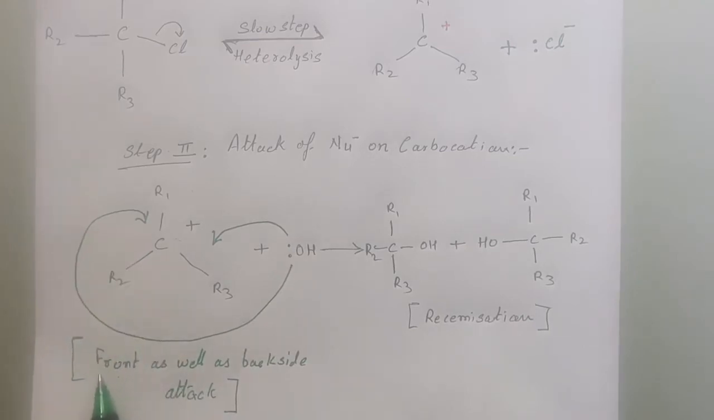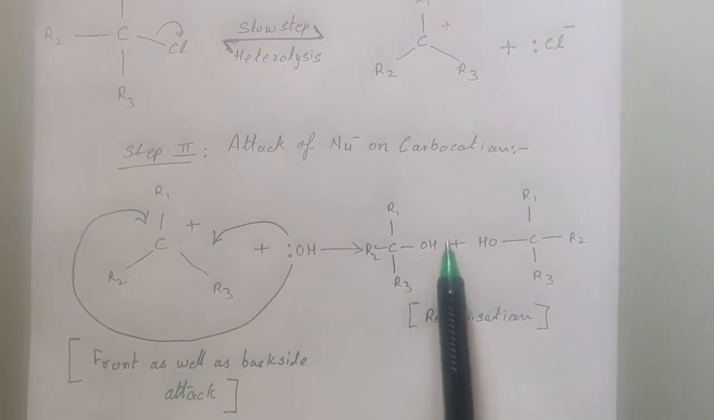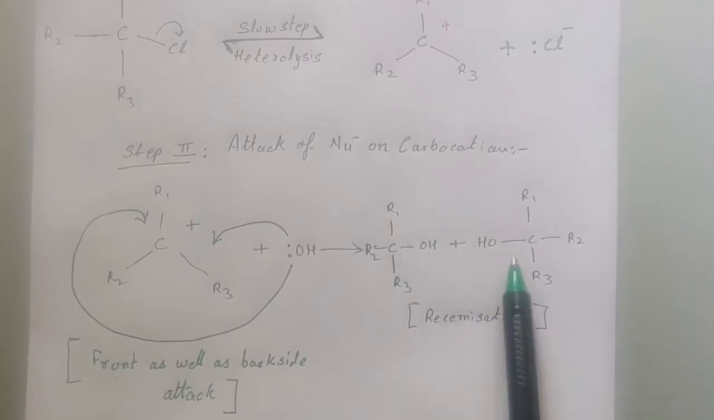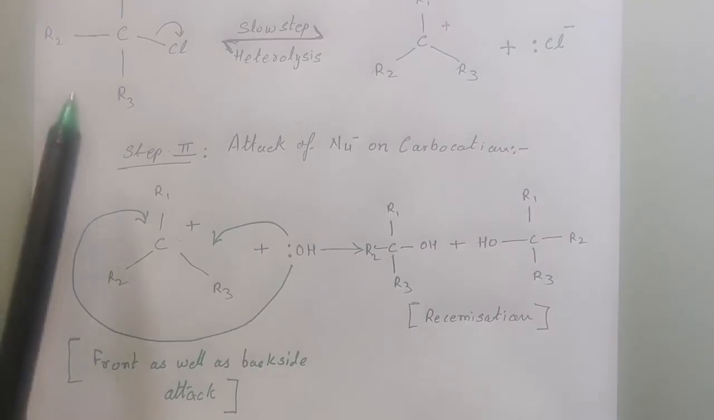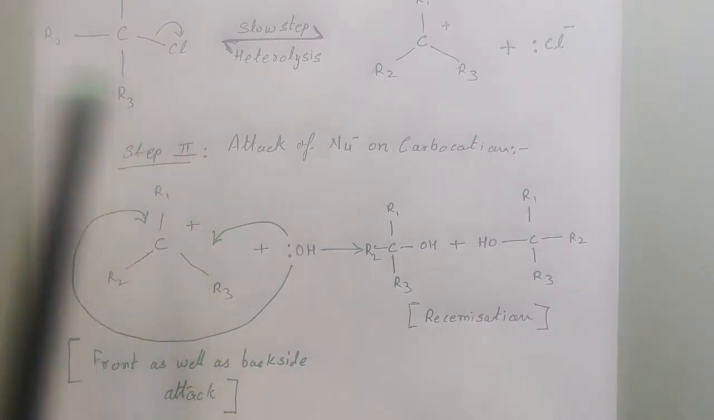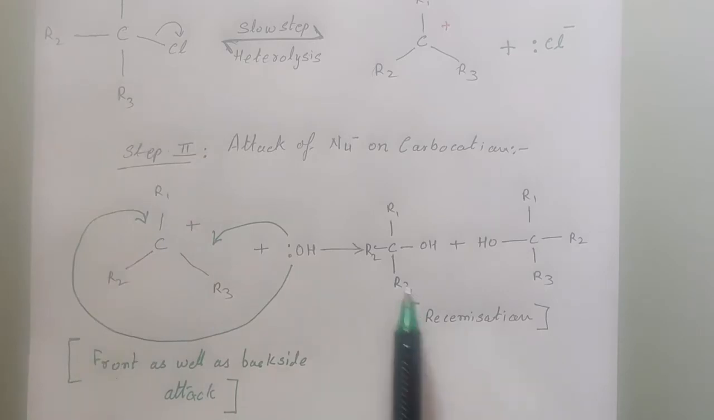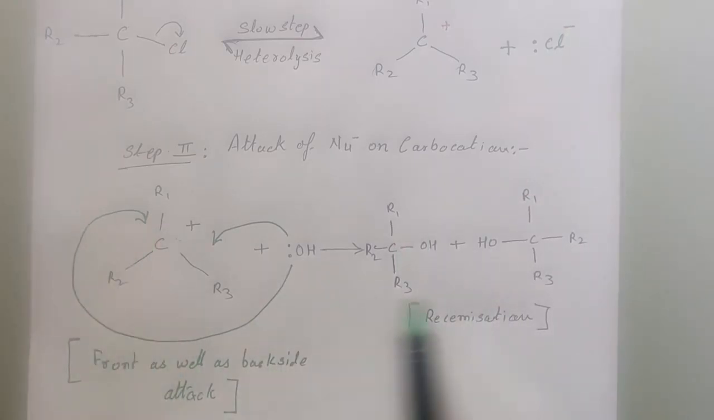Can you see over here? Front as well as back side attack, and as a result there are two products being formed. Only the positions of the OH, students, in these products are changed. If you see in the main substrate over here, the chlorine is on the right hand side of the substrate. So in one of the products, OH is taking the right hand side, and in another one, where there is the backside attack, the OH is taking the left hand side.